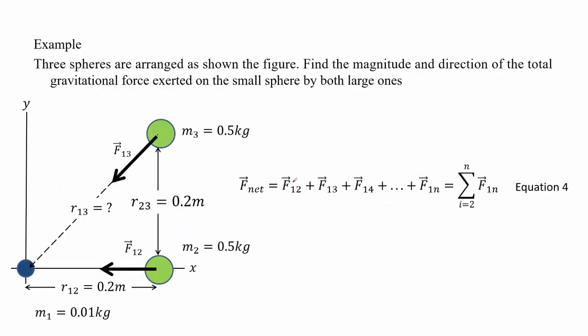Here we have an example of multiple masses. Three spheres are arranged as shown in the figure. Find the magnitude and direction of the total gravitational force exerted on the small sphere mass m1 by both large ones, mass m2 and mass m3. To solve the problem, we apply equation 4, where we sum the forces as they are exerted on the mass of interest, which is mass m1. But we have to apply the component method and the Pythagorean theorem to solve for the net force and its direction.